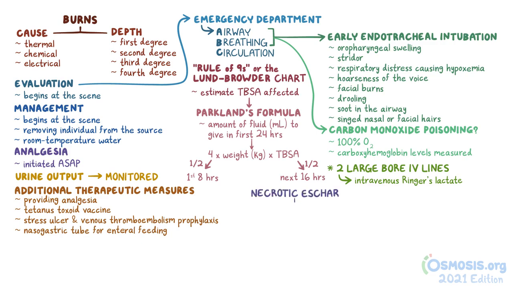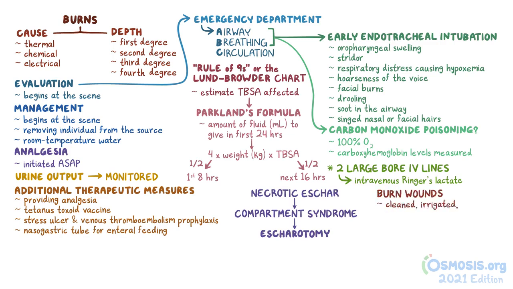If the necrotic eschar is causing compartment syndrome, an escharectomy is performed. Burn wounds are cleaned, irrigated, and thoroughly debrided. Topical antibiotics are often indicated to prevent infection, and options include silver sulfadiazine, mafenide acetate, silver nitrate, and many more.